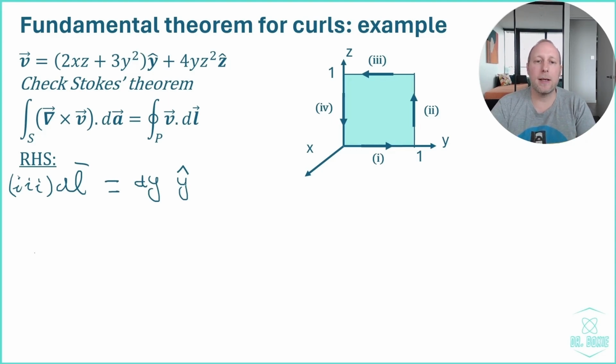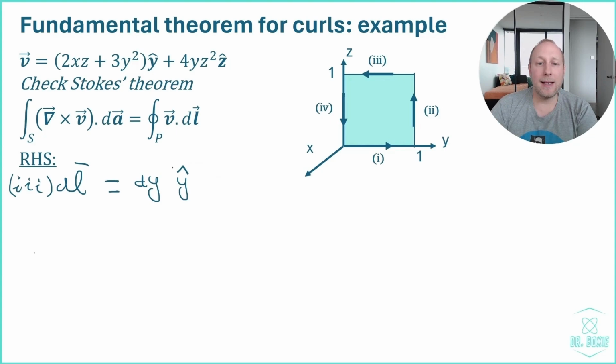Y is decreasing, so dy is not necessarily a positive quantity. Dy can be positive or negative depending on the boundaries of the integral. So in general, what I will do when I write dl is I will write dl as dx x hat plus dy y hat plus dz z hat, and I will make the boundaries of the integral take care of the sign of the dx, dy, or dz that we're considering.